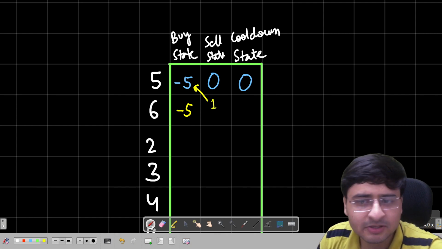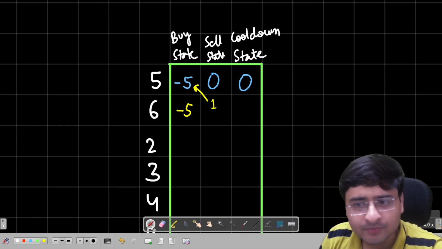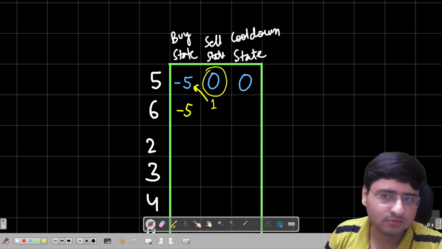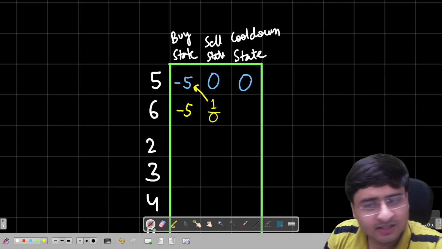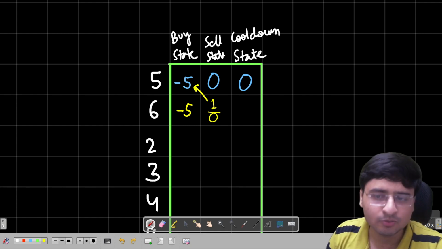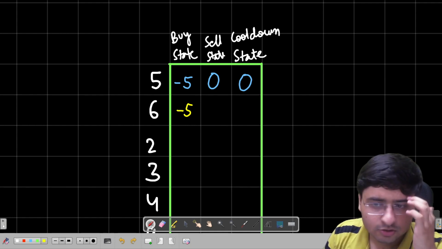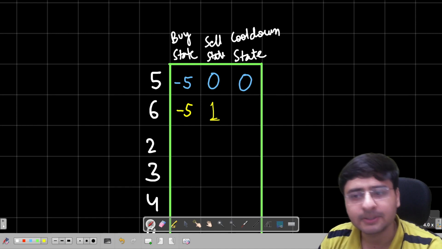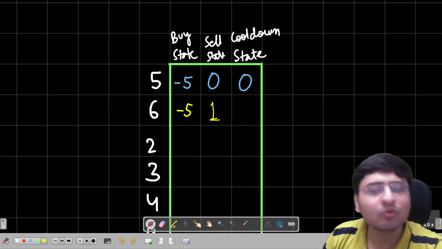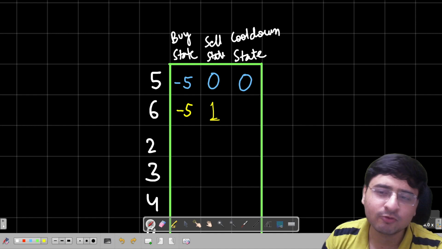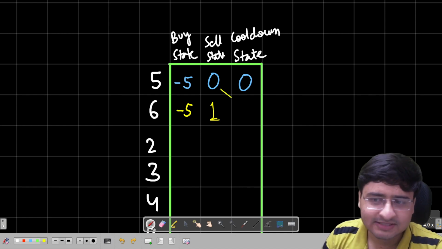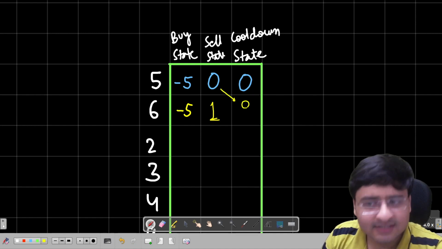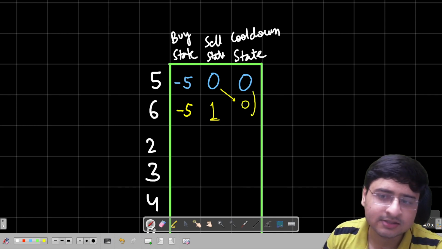If I do not sell this previous stock today, the previous sell state will continue. It is 0. Either 1 or 0, which is better? 1 is definitely more profitable. So I'm going to consider 1 in this particular state. Let's consider this particular state, the cooldown state. Cooldown can only be performed once I sell. So if I sell, that I can consider, or if I cool down, that I can consider.